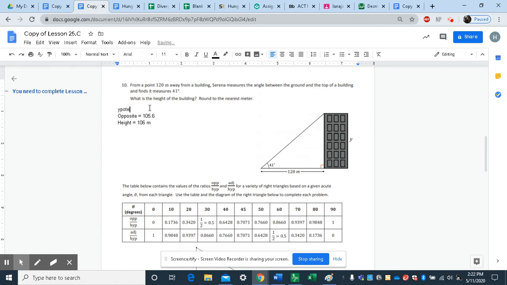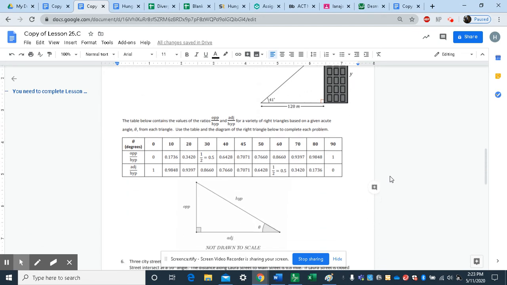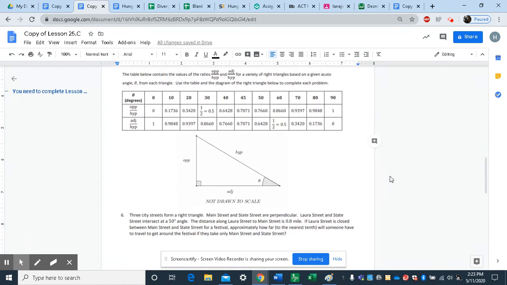Let's write in our hypotenuse. I know I spelled that wrong, I'm going to fix it. Hypotenuse equals 160, our opposite equals 105.6, and our height equals 106 meters. Okay? So again, this is why having that chart is so vitally important. Now, rather than you flipping between two documents, I have given you a chart.